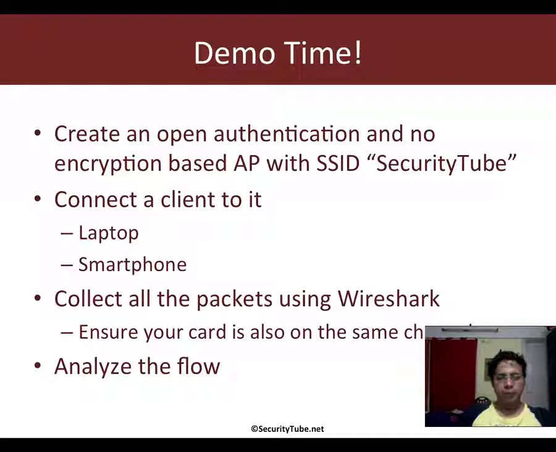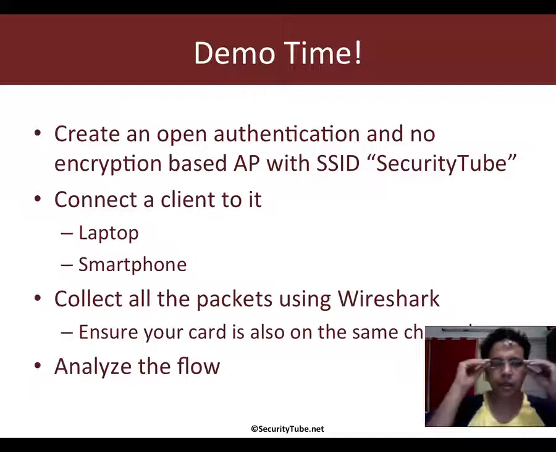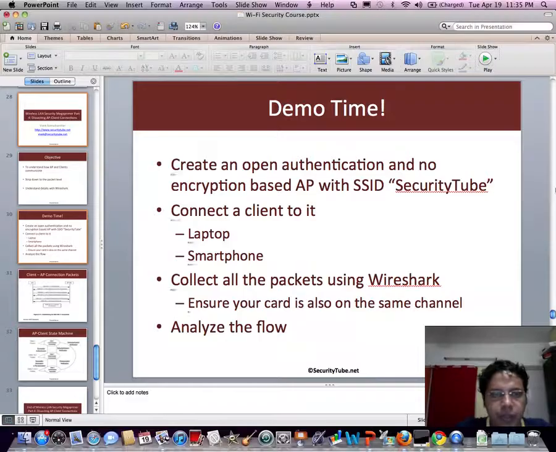Okay, demo time. We've already created an access point with the SSID security tube, and it's an open access point, no encryption, nothing. That's simply because let's start with a very simple case and then move up the ladder. I'm going to use my iPhone and connect it to the access point. While this is happening, we're going to collect packets using Wireshark to see what transaction is happening between the client and the access point. Okay, let's begin.